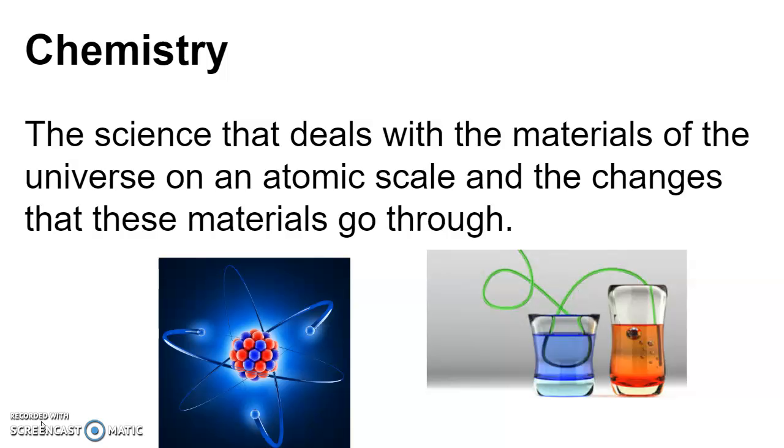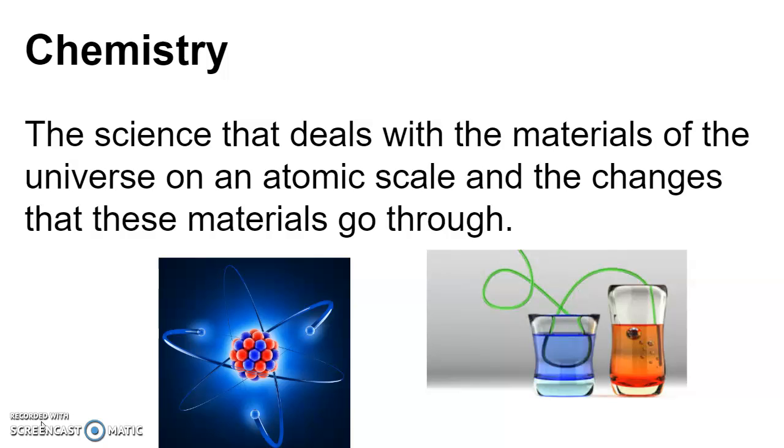So to start off, giving you a basic definition of chemistry that really gives you a good broad overview of what chemistry is: chemistry is a science that deals with the materials of the universe on an atomic scale and the changes that these materials go through. Looking at this definition, I would really pull out three important words: materials, atomic scale, and changes.